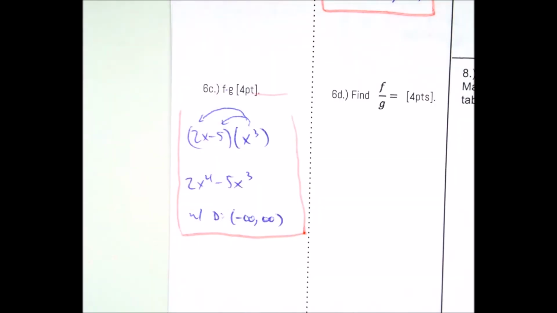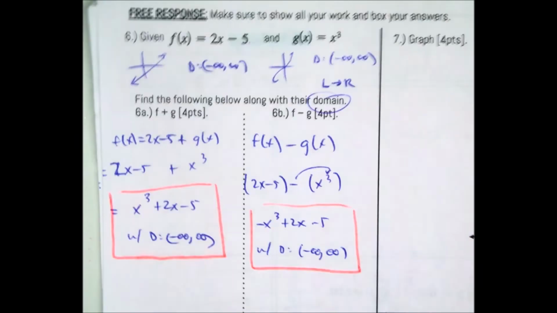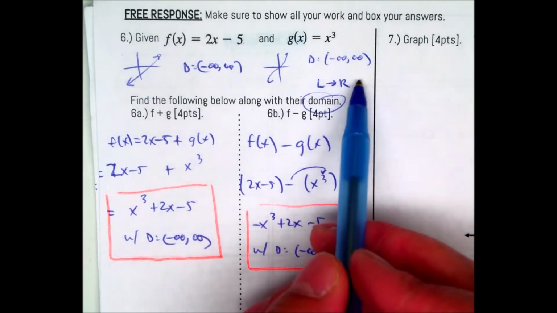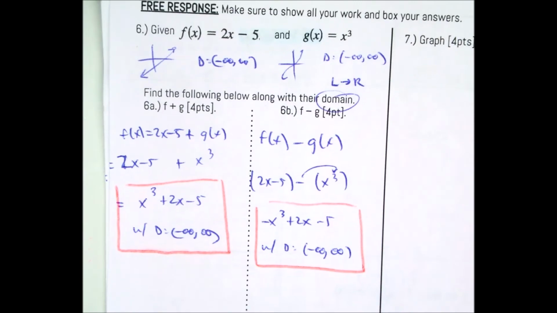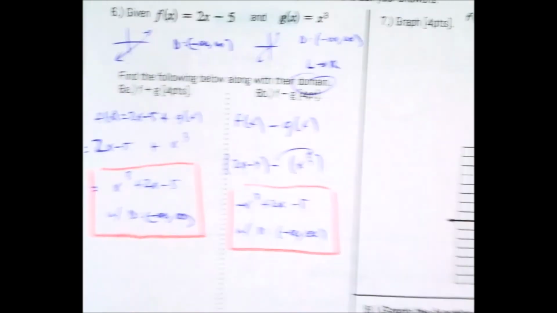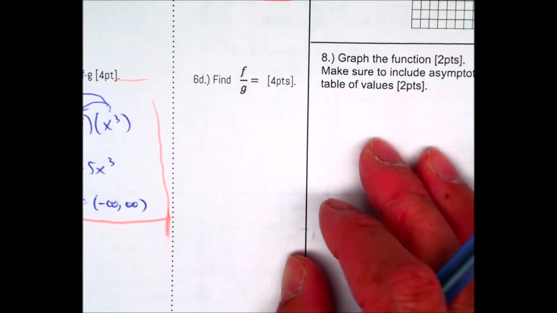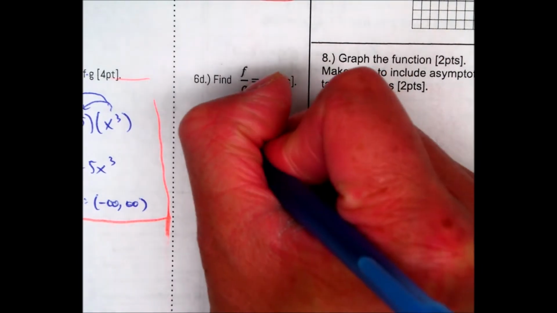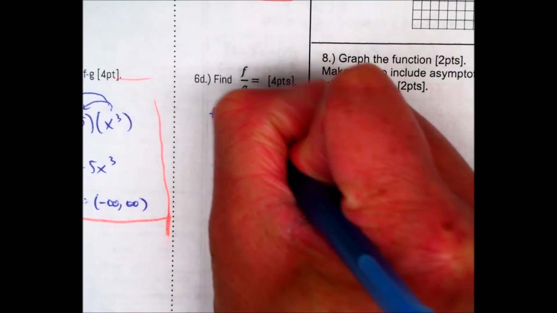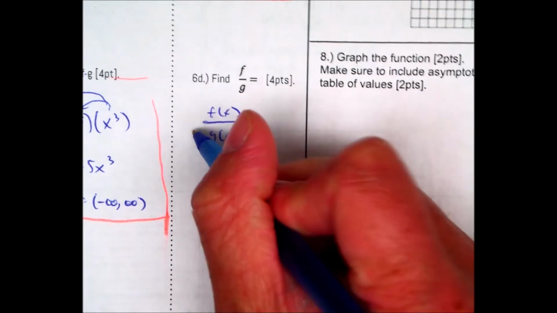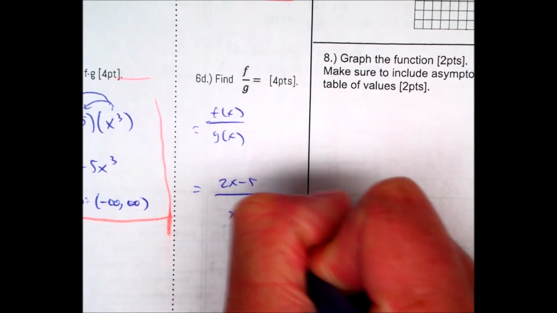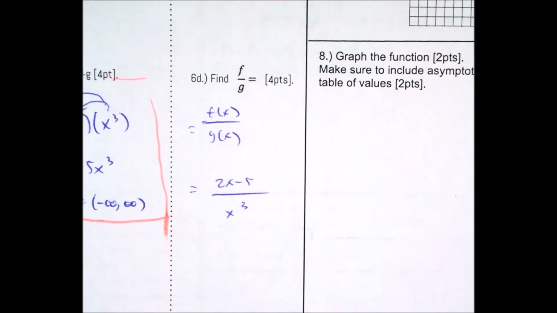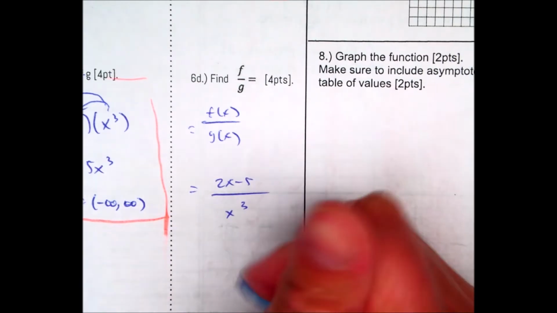So basically in the function of f, you can pick any values, and in the function of g, you can pick any values. So when you're adding, subtracting, or multiplying, you pretty much can pick any of the numbers, except when you do division. So let's do division. F of x divided by g of x gives us 2x minus 5 over x to the third. Now don't do anything crazy like canceling there, that would be incorrect.